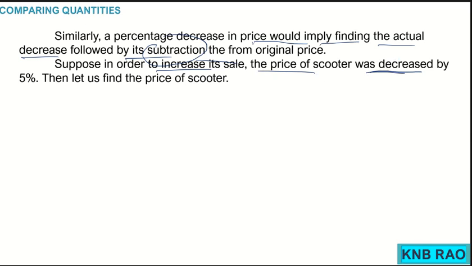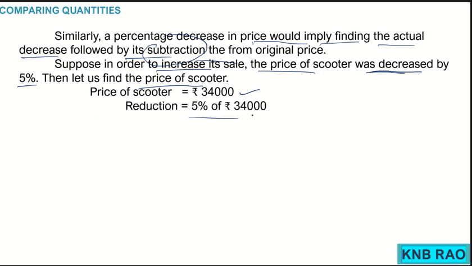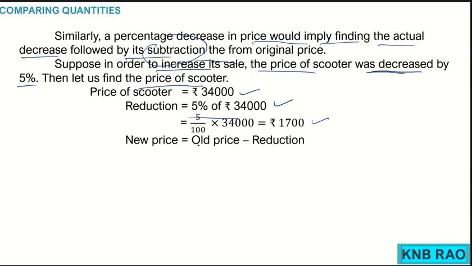The price of a scooter was decreased by 5%, let us say. What would be the price of the scooter this year? Price of the scooter earlier is 34,000. Reduction is 5% of 34,000, where 5% of 34,000 is 1,700. Now, new price is old price minus reduction, which gives us 34,000 minus 1,700, which is the new price 32,300. Can it be solved using the unitary method? Definitely.